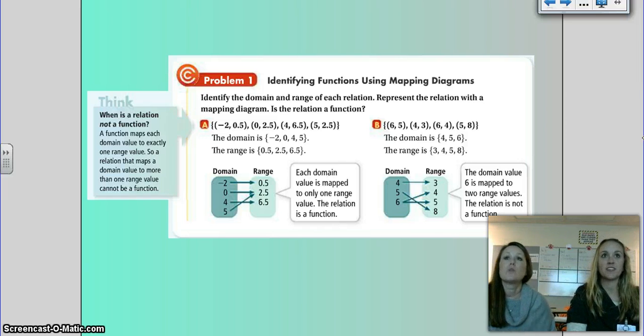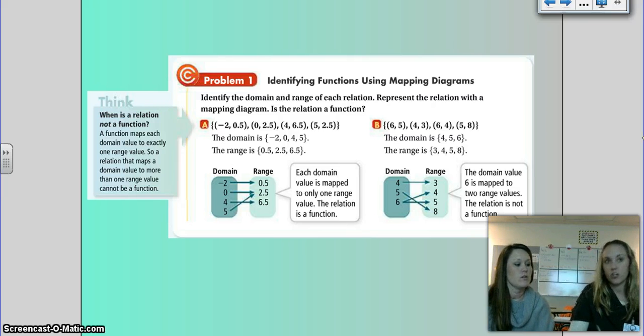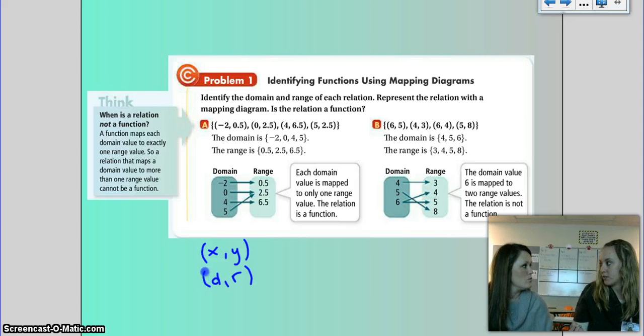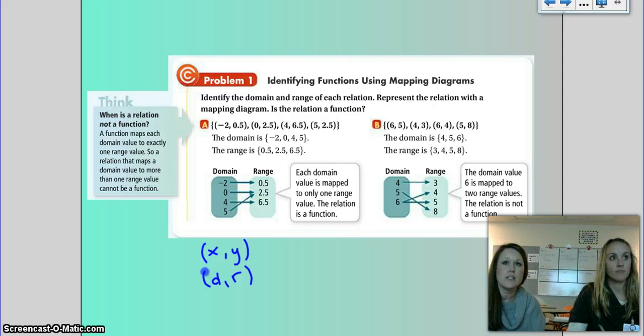All right, so we're going to identify the domain and range of each relation, and represent the relation with a mapping diagram. Sometimes we get confused on which one is the domain and which one's the range. It's still like an ordered pair, and we know that X always comes before Y, right? D comes before R. You got it. So it's still the same rule that applies. Alphabetically, D goes before R, so D is your X. Right. So domain.